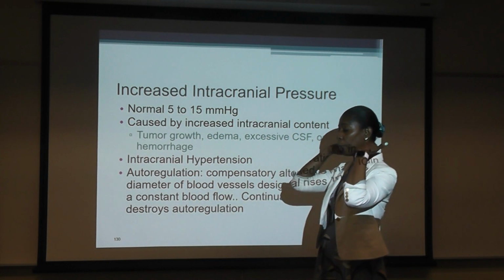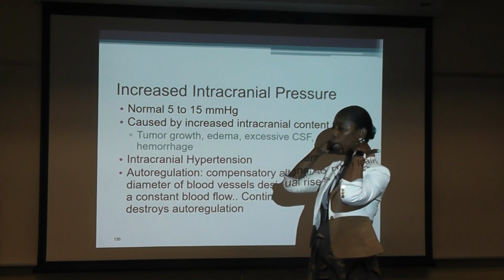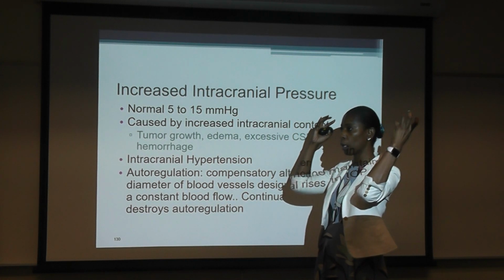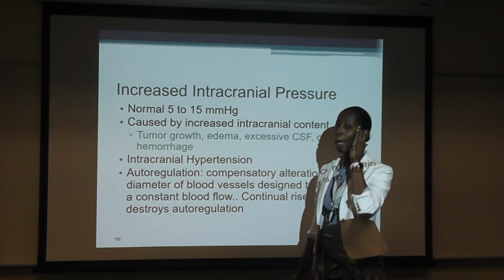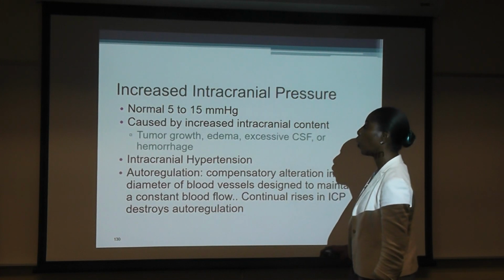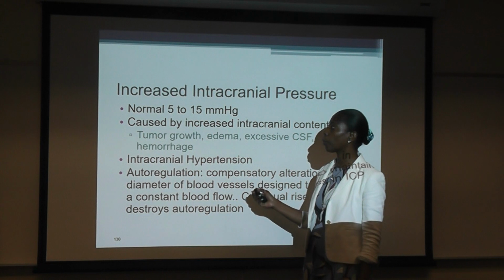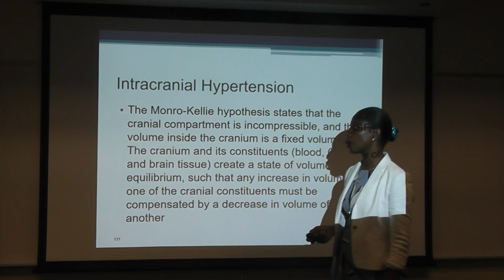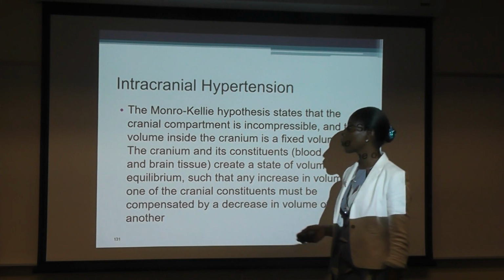Because remember, the foramen magnum is the only opening. So what happens is the brain tissue swells, it can't go this way, it's going to come down the foramen magnum, that only opening, and push down on the brainstem. Normal intracranial pressure is 5 to 15. Anything above that is increased intracranial pressure. We talked about this, what the Monro-Kellie doctrine is.